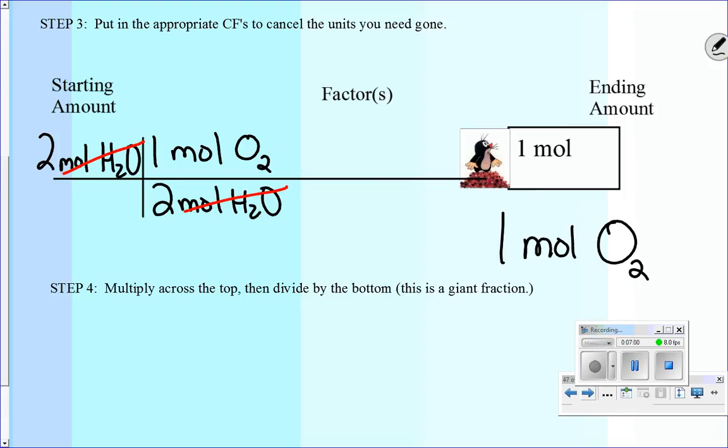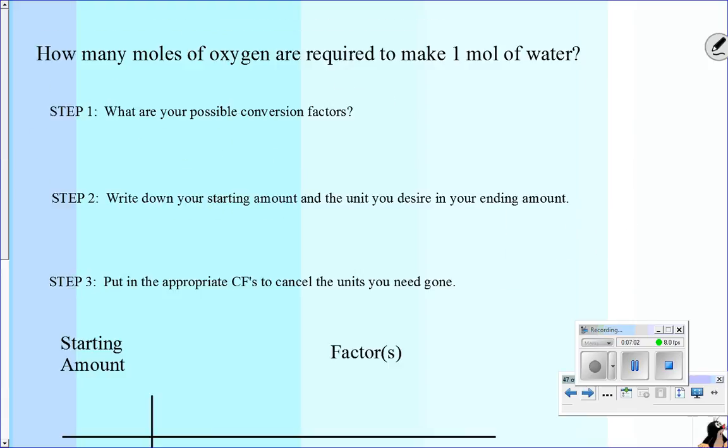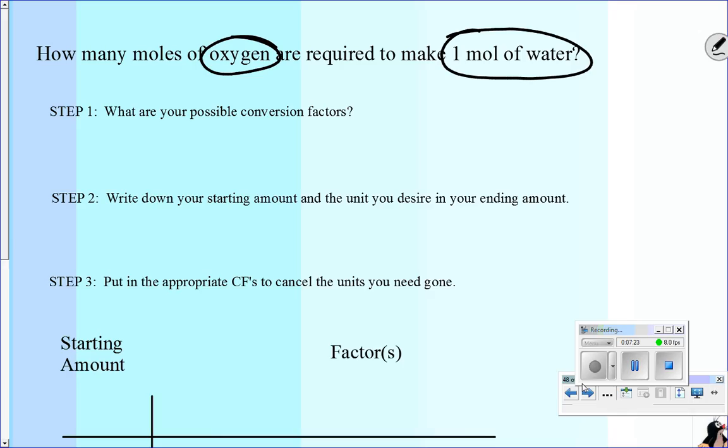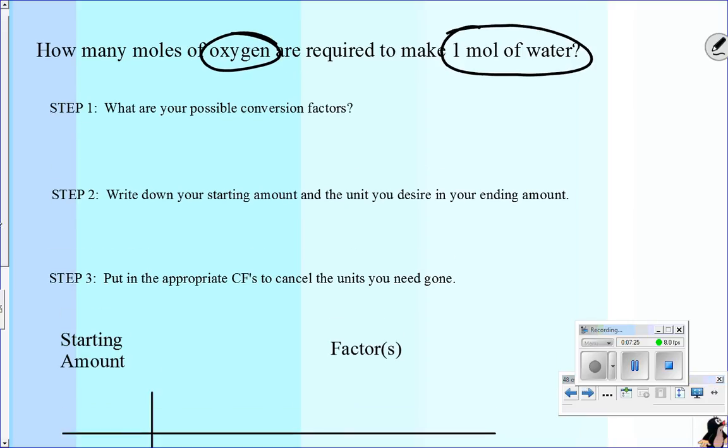So our next problem, we're going to look at how many moles of oxygen are required to make 1 mole of water. So we're still comparing oxygen with water. This is still based on that same reaction that we were looking at on the other page. So we're still using our same conversion factors here. 1 oxygen gives us 2 waters. So those are still going to be our conversion factors. I'm not going to rewrite those.